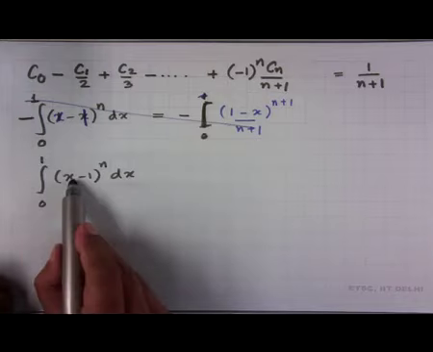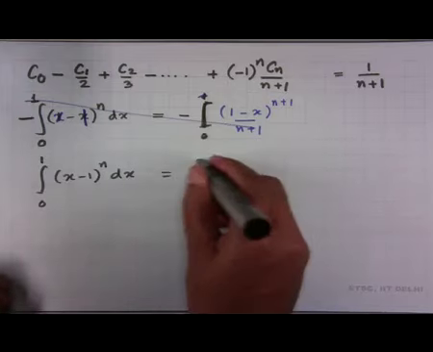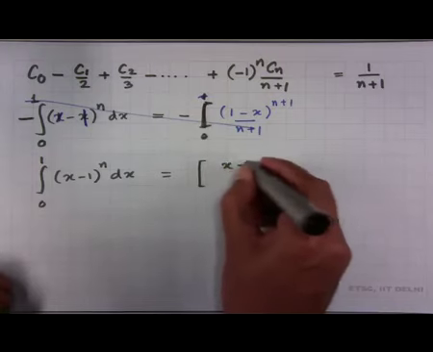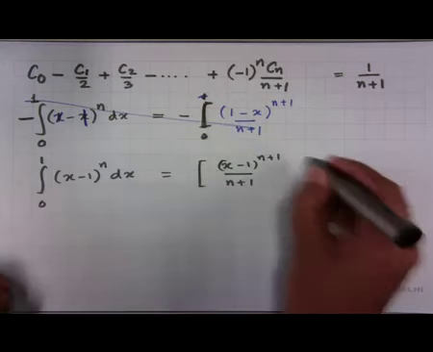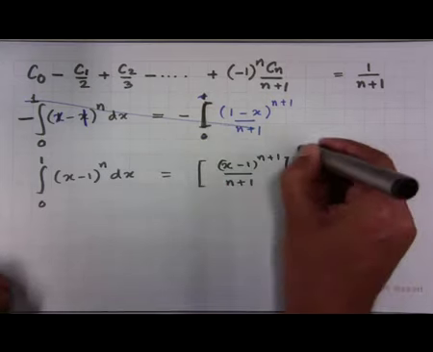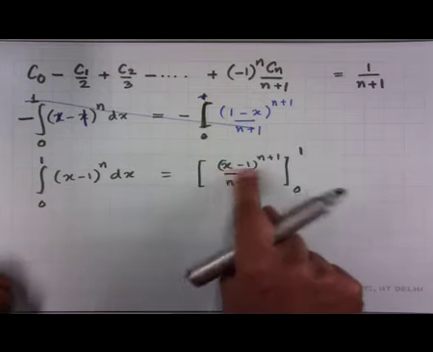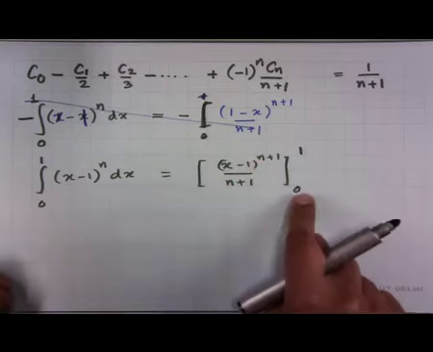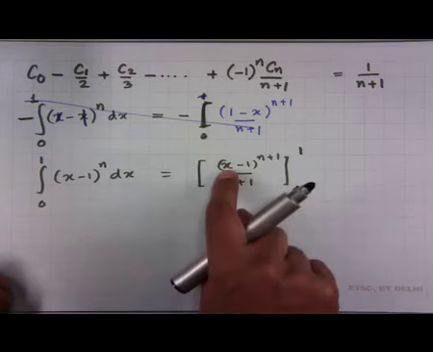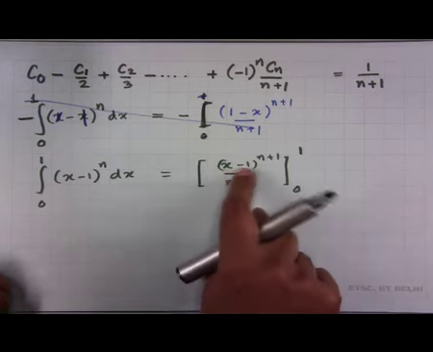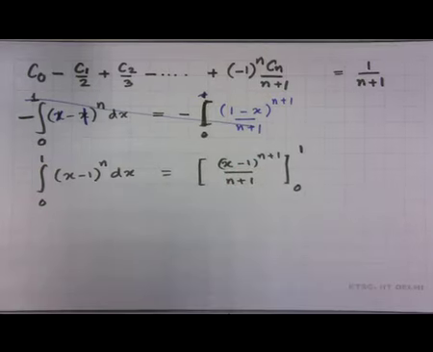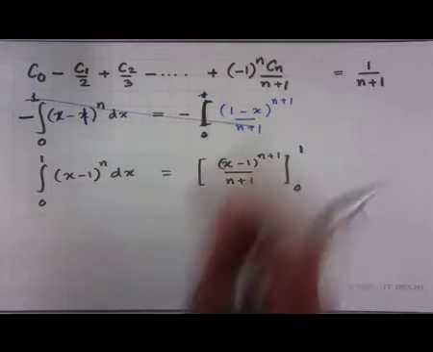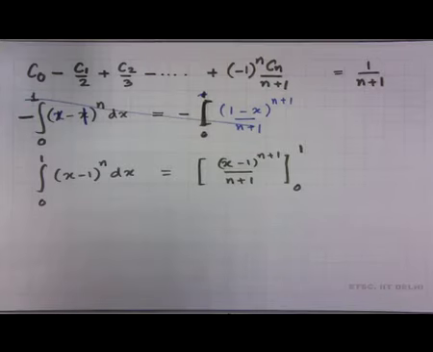If I plug in 1 over here, I get a 0. So, it is 0 minus, if I plug in 0, then I get (minus 1) whole power n plus 1 by n plus 1. And then depending on n odd or even, I either get the plus or the minus of the answer.